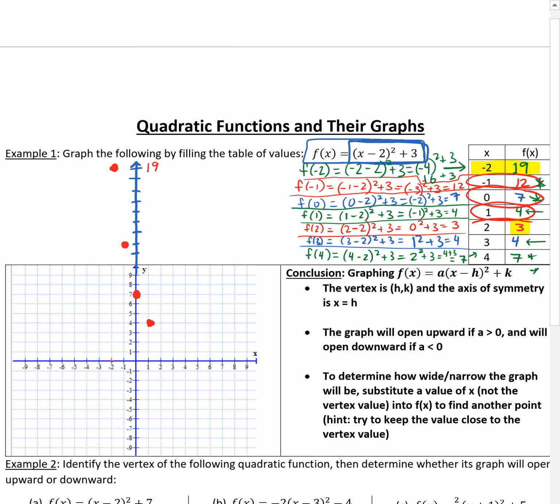The next point, 2, 3. That guy would be to the right 2, up 3. So these are getting closer together, and they're definitely rounding out, I can tell. The next guy, 3, 4. So right 3 and up 4. Now it's starting to, instead of decreasing, start increasing now. And the last point, 4, 7. So to the right 4, up 7.